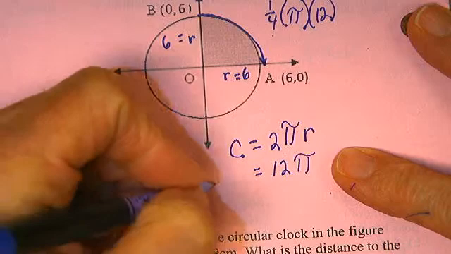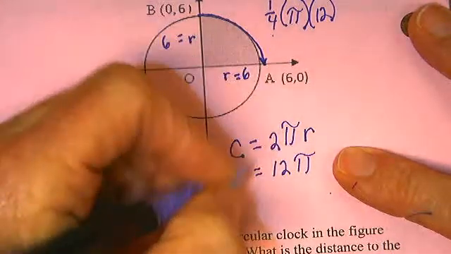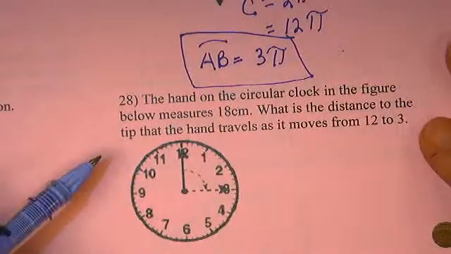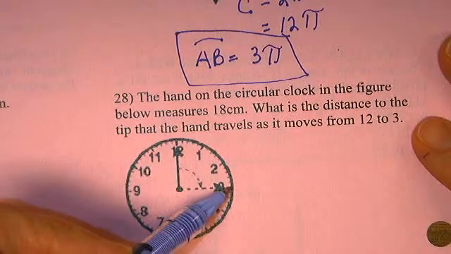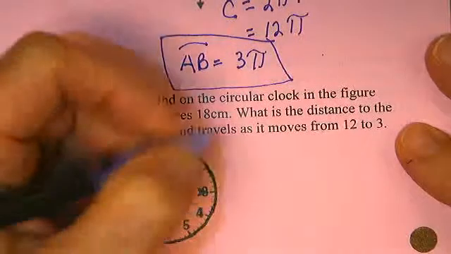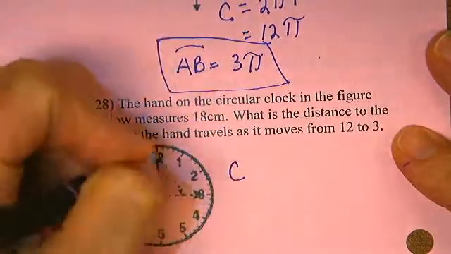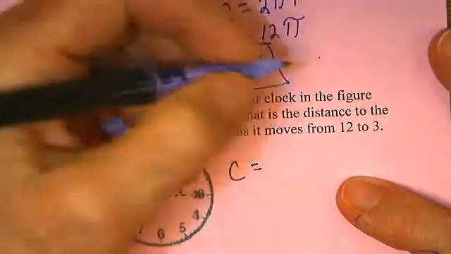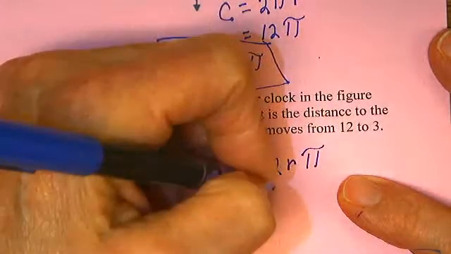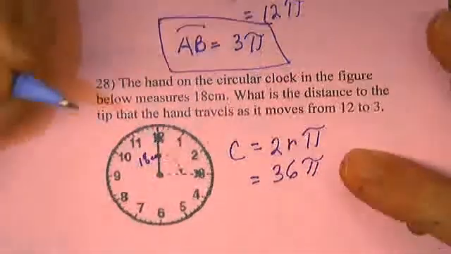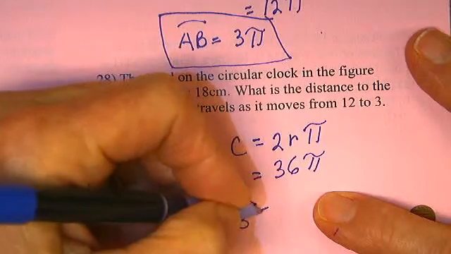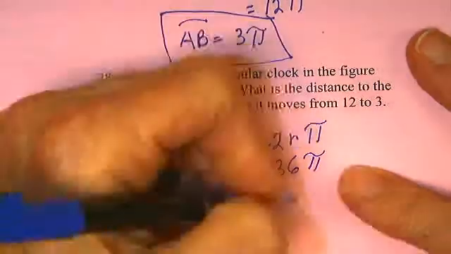So AB is equal to 3 pi. The hands on the circular clock measures 18 centimeters, the distance from here to here. It's exactly the same problem, only the radius is 18 centimeters. So the circumference of the whole circle clock would be 2 times the radius times pi equals 36 pi, but we don't want the whole thing, we only want 1/4. So this arc from 12 to 3 is equal to 36 divided by 4, or 9 pi.